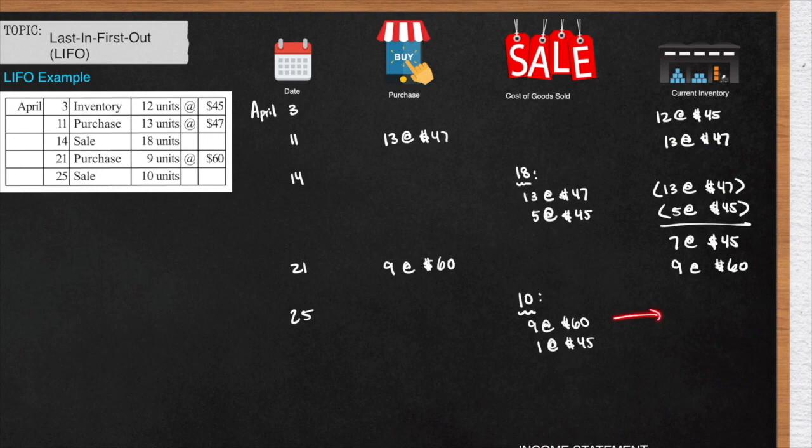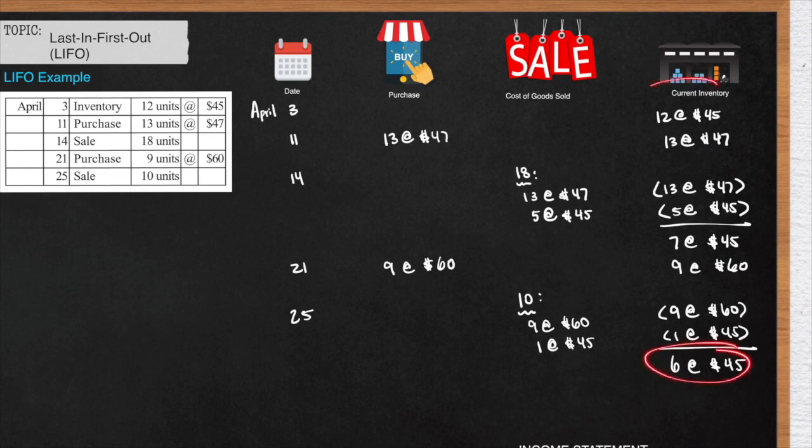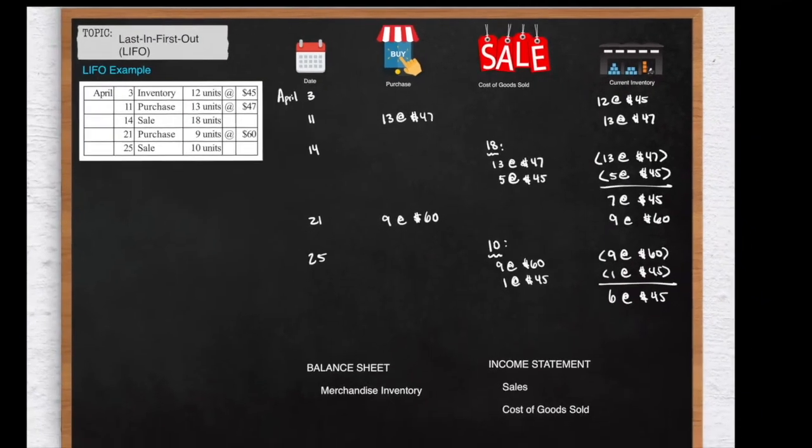Next, we want to update our inventory. So let's update our inventory here. The 9 at 60, we're going to take that out because we sold it to customers. And 1 at 45. When we update our inventory, all of the 9 at 60 are gone. And what's remaining from the 7 at 45 is 6 units at $45. That represents the inventory that is still there. So 6 at 45 is the current inventory.